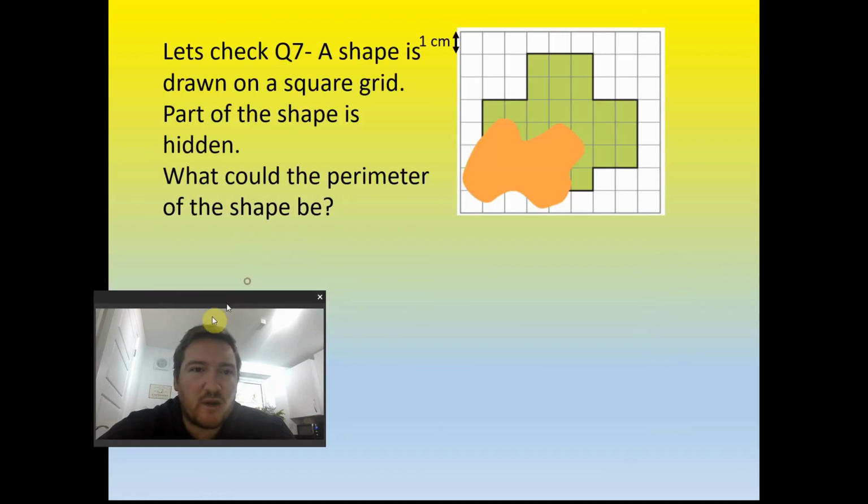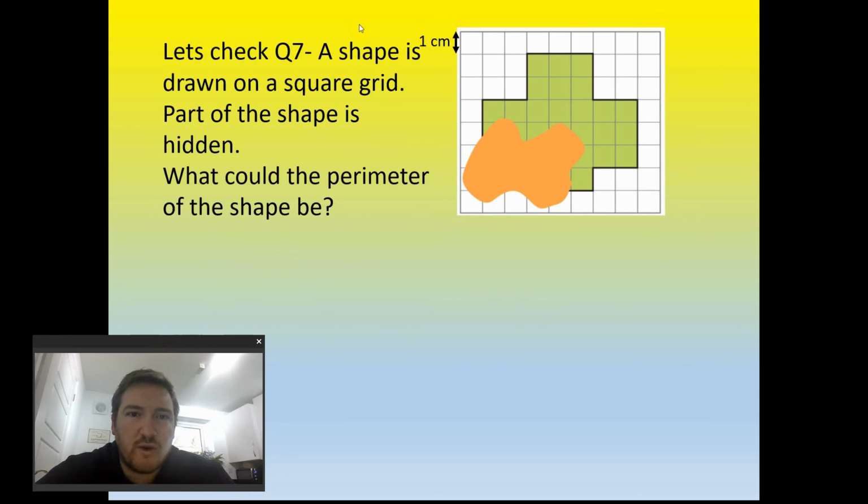Okay, so let's check question 7. A shape is drawn on a square grid. Part of the shape is hidden. What could the perimeter of the shape be? So I would put, for question 7, you could either do one of two things. You could draw the shape out to what you think it could be, or you could work out roughly what the perimeter could be with writing down the answer. So I would first of all start off with what you know, and then have a guess or show a different example of what this hidden perimeter could indeed be.